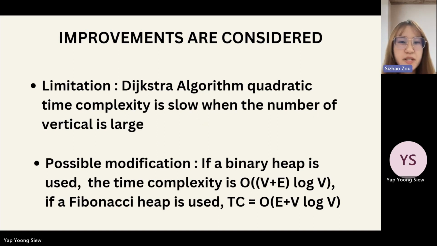So for the limitation part, the Dijkstra algorithm's quadratic time complexity is slow when the number of vertices is large. And for the possible modification part, if a binary heap is used, the time complexity is as shown. And if a Fibonacci heap is used, the time complexity equals the equation as shown.